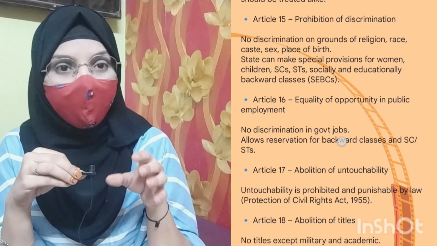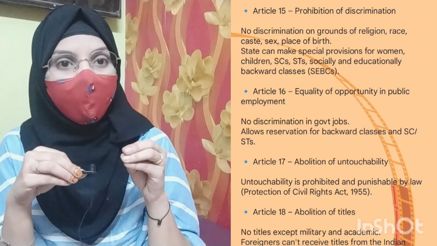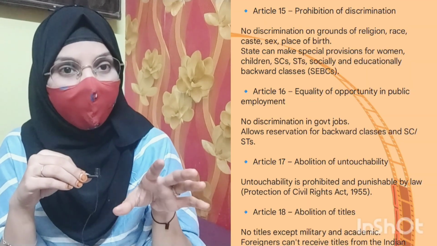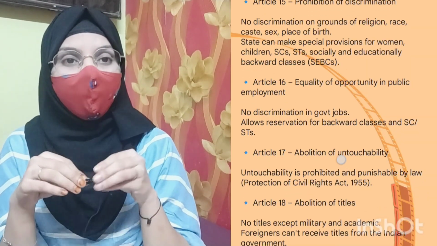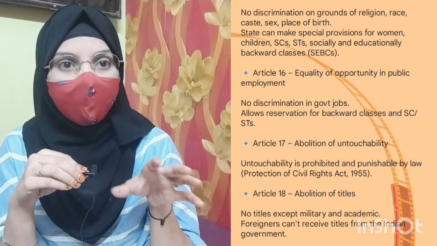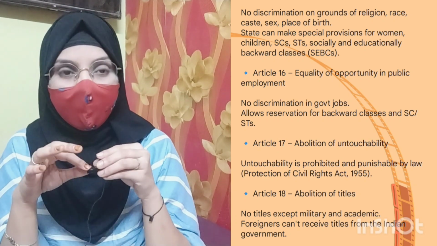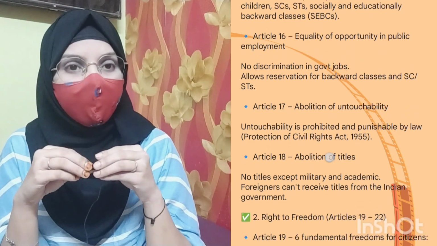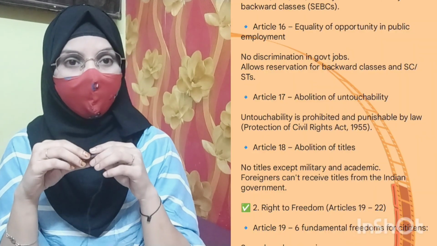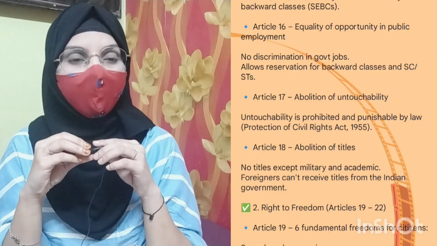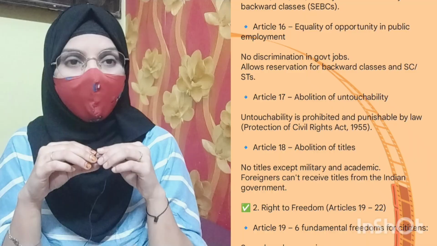The next right is right against exploitation, Article 23 to 24. Article 23 prohibits human trafficking, begar and forced labor. Article 24 bans the employment of children below 14 years in hazardous occupations. These provisions aim to uphold human dignity and protect vulnerable groups from exploitation.